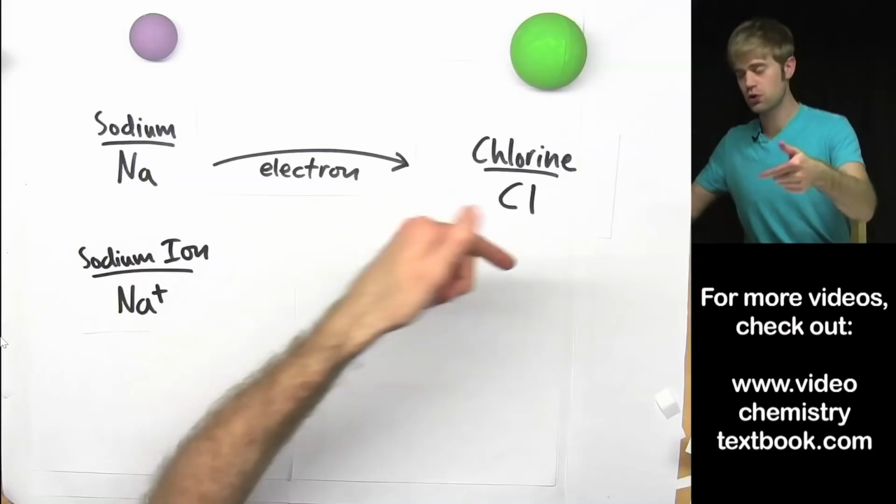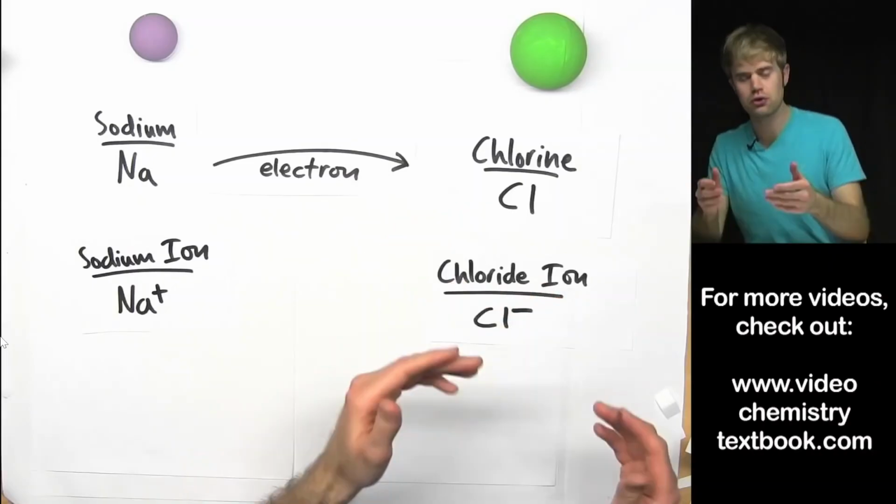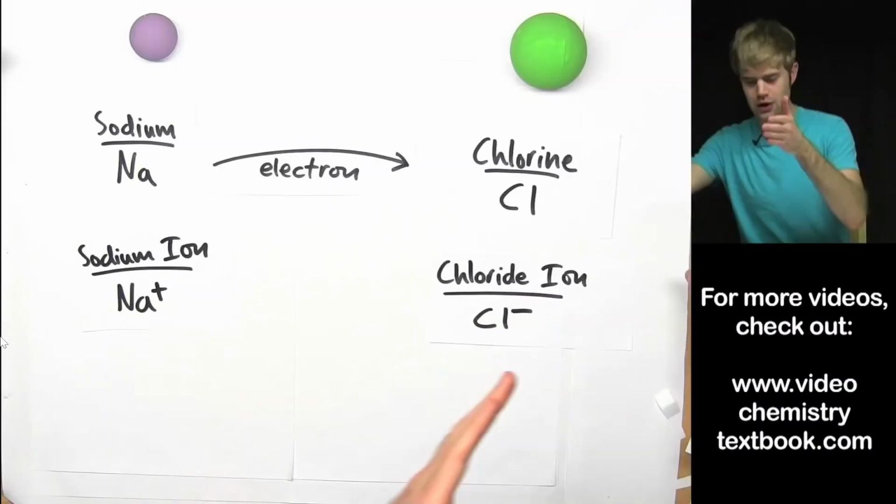Now we call it chloride because chloride is the negative version of chlorine. It becomes a negative ion and it becomes chloride. Sodium, on the other hand, we call sodium whether it's neutral or positively charged. So we have a positively charged sodium, a negatively charged chloride, and they stick together. Now they make a compound because these two things have connected. And the compound, we call that sodium chloride, and we write its chemical formula as NaCl.